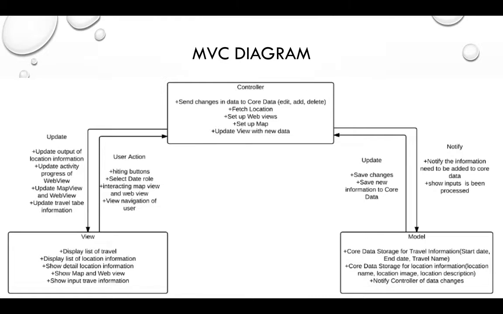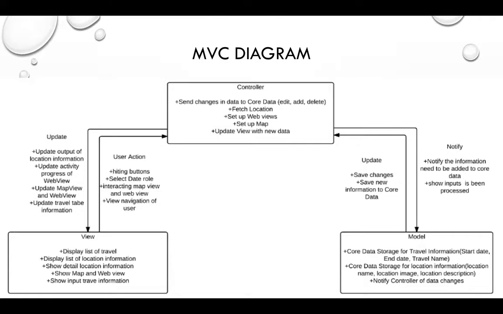And then this slide shows the model view controller diagram. The controller contains some changes in data to Core Data such as edit, delete, and so on, fetch location, set up web view, set up maps, and set up view with new data. And the controller updates output to the location information, updates the active progress of the web view, updates the map view and web view, and updates travel date information to the view.